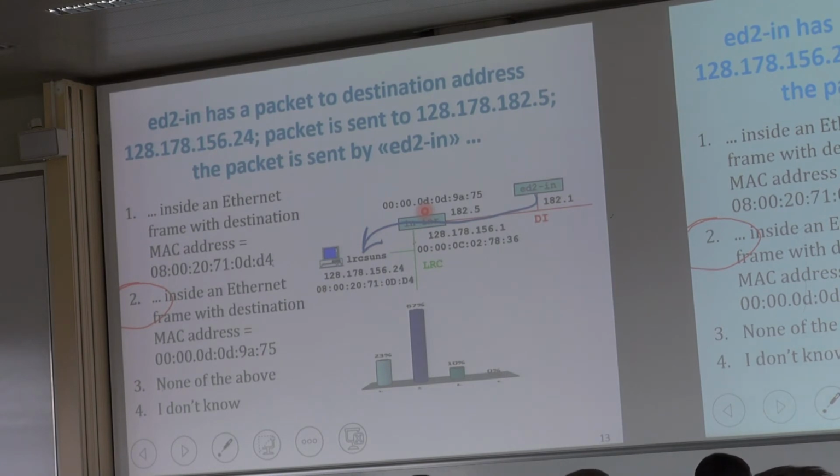When ED2-IN does an ARP, there's no way it gets any information about the green LAN. So it will get only information about the red one.